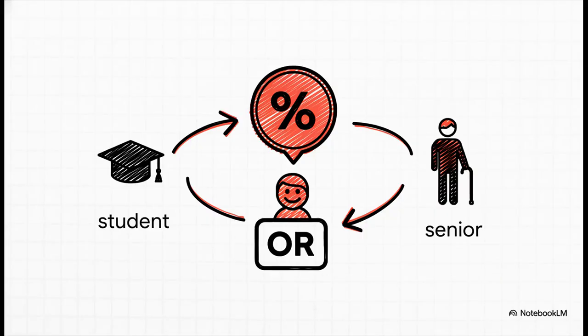Now, the partner to and, or, is way more laid back. Imagine you're checking for a discount. Maybe you get one if you're a student or if you're a senior citizen. You don't have to be both. With or, as long as just one of the conditions is true, the whole thing becomes true.